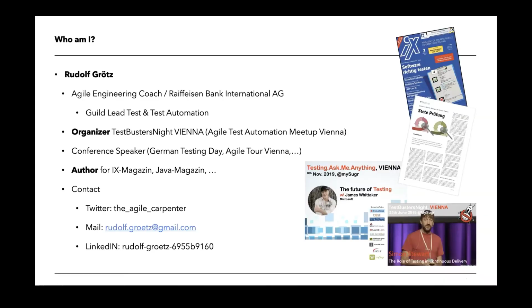So, who am I? Why can I talk about this topic? I'm an agile engineering coach and guild lead of test and test automation in Vienna at the Raiffeisen Bank International. Together with my colleagues from the Agile Engineering Support Department, we are helping the RBI product teams in the area of test automation and DevOps.